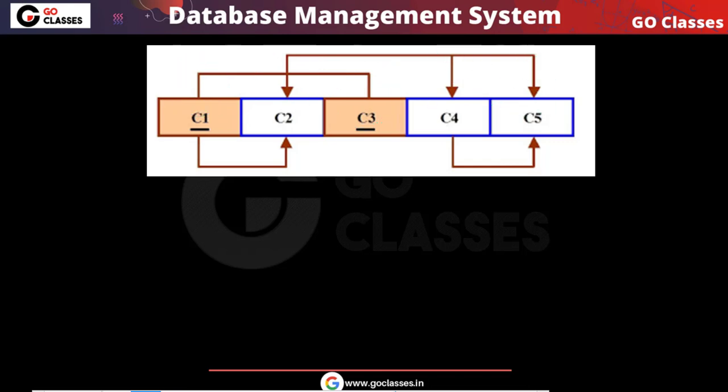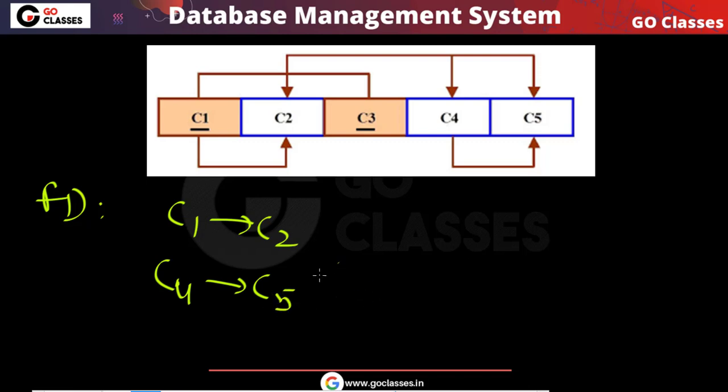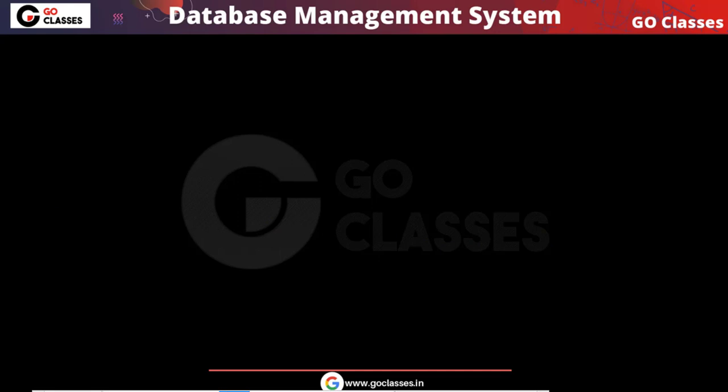So we have total how many functional dependencies? Here the functional dependencies are C1 determines C2. This is a functional dependency. C4 determines C5. This is a functional dependency. And you can notice that C1, C3, because remember this is LHS, C1, C3 determines C2, C4, C5. This is also a functional dependency. So these are the functional dependencies that are given to us.